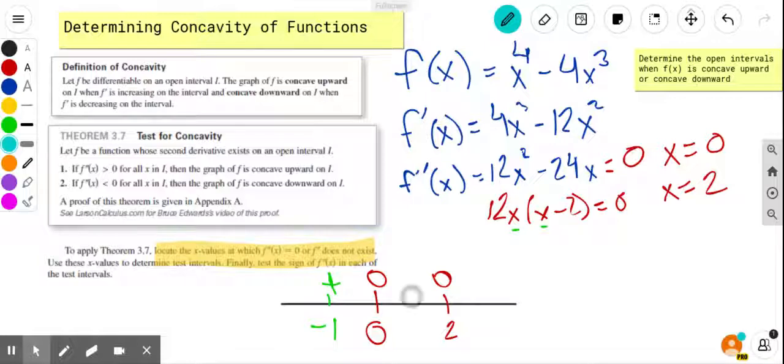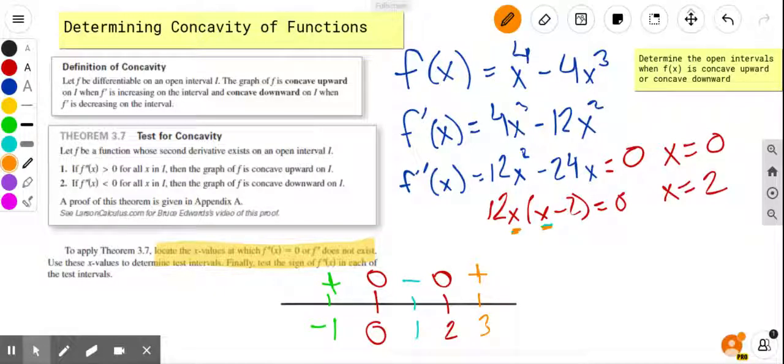So I have that there. Now I'm going to take another number. This time between 0 and 2. So let's say 1. Or replace that x with a 1. That would give me a positive number. 1 minus 2 would give me a negative number. Positive times negative gets me a negative. Keep it going. Let's say it's now 3. 12 times a positive 3 will be a positive number. 3 minus 2 will be a positive number. So I'm going to get a positive because positive times positive stays positive.